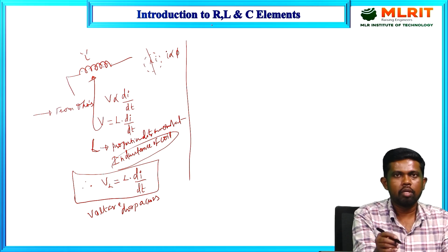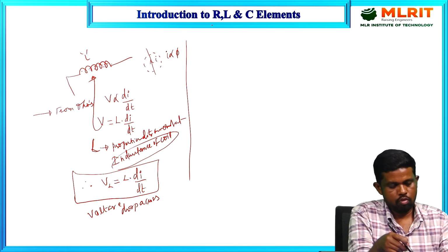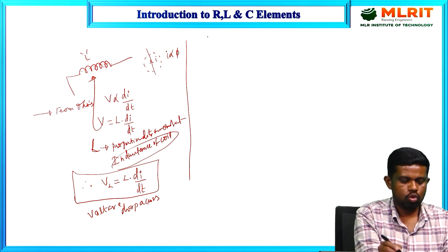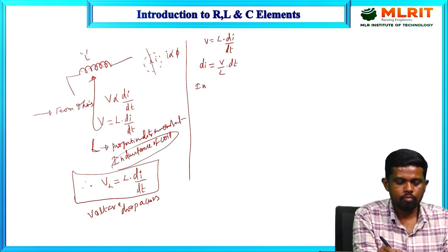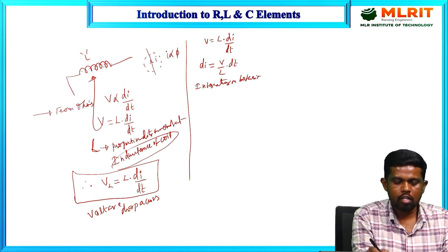From this expression, we can also consider the current flowing through the inductor. V equals L into di by dt. We need to do some cross multiplication, so di equals V by L into dt. Integrating on both sides, we get the integral of di equals the integral of V by L into dt.